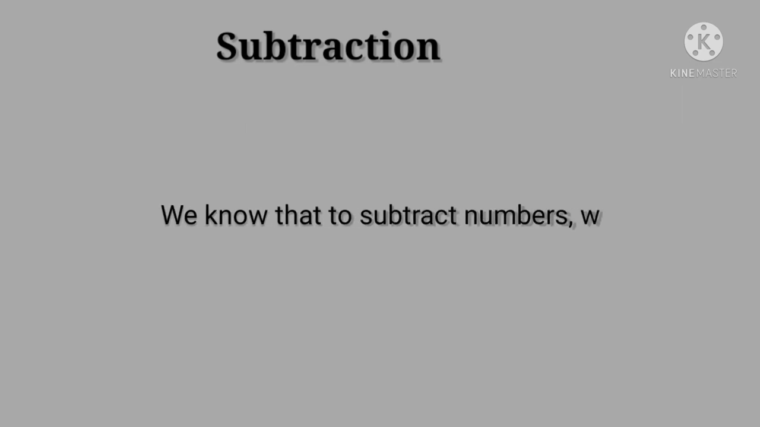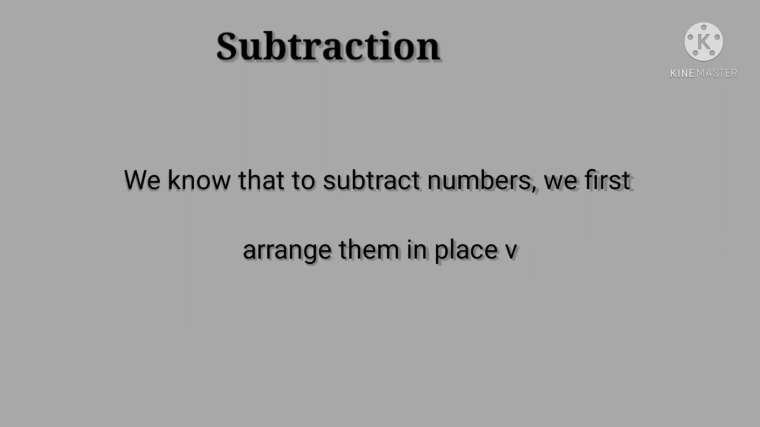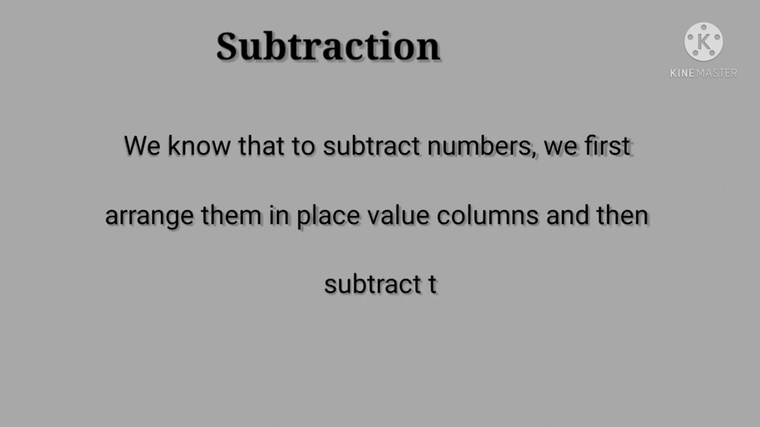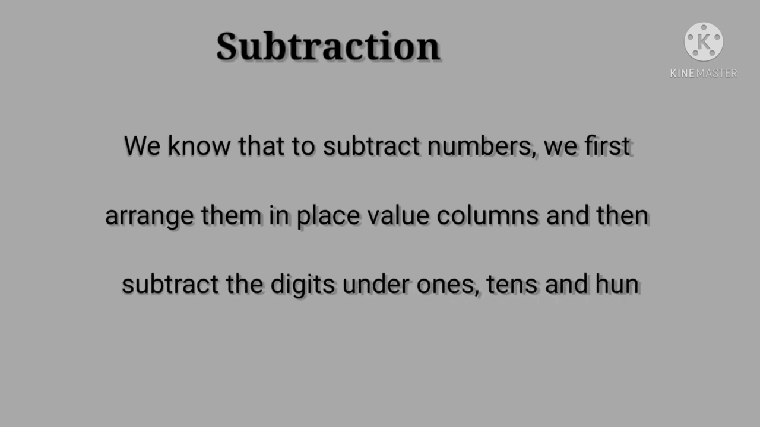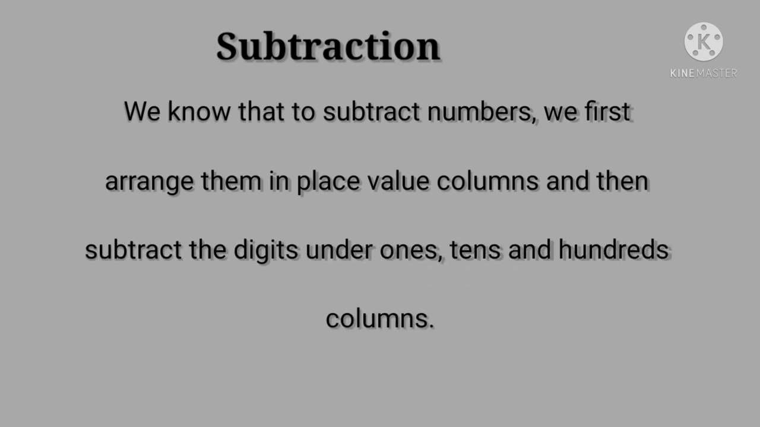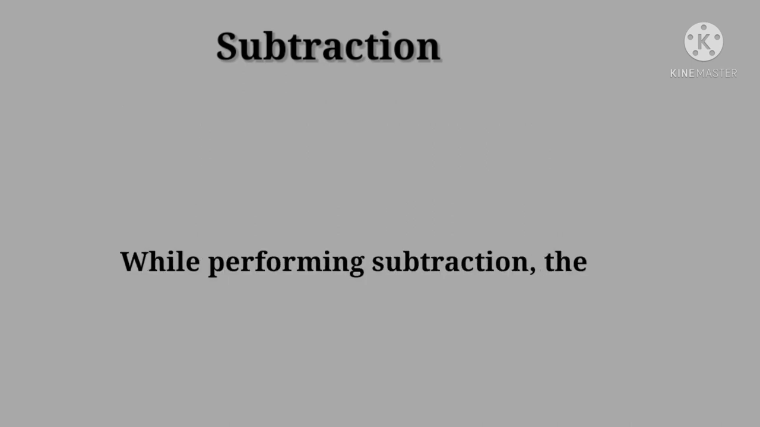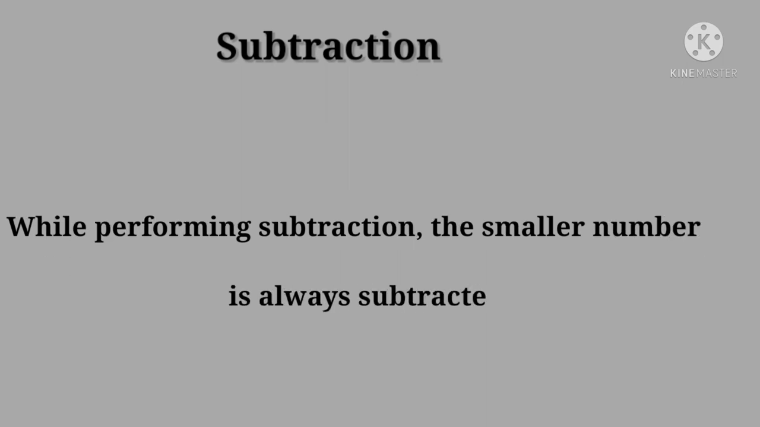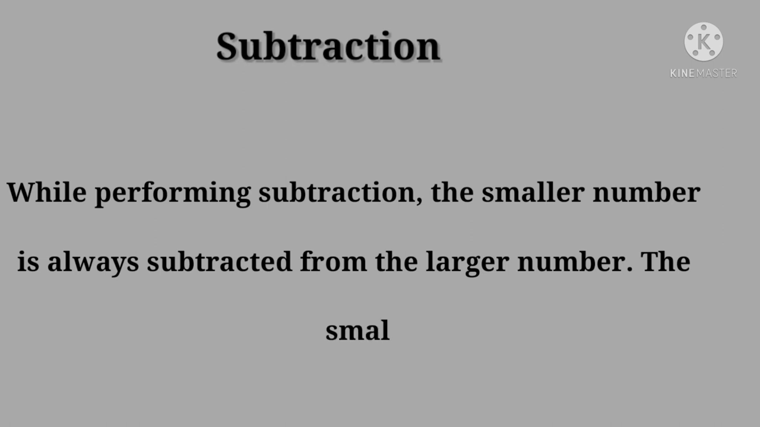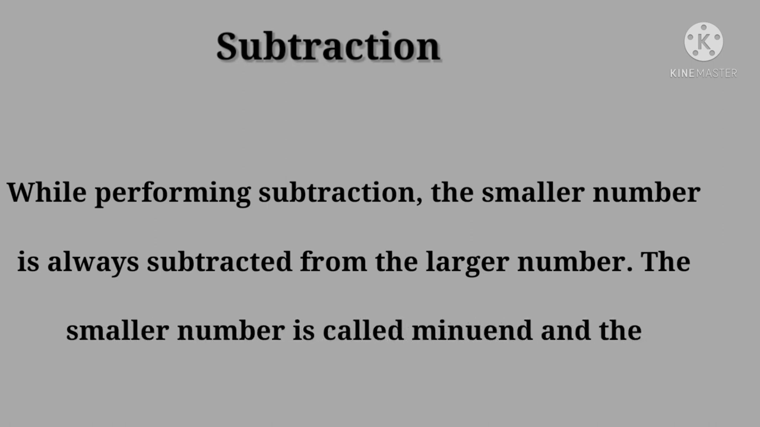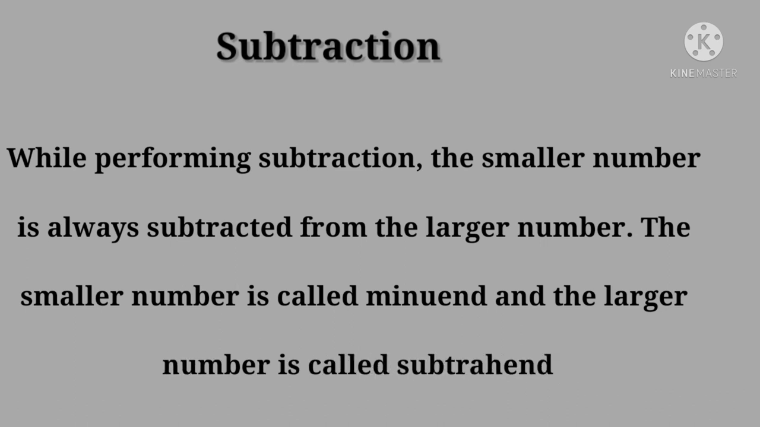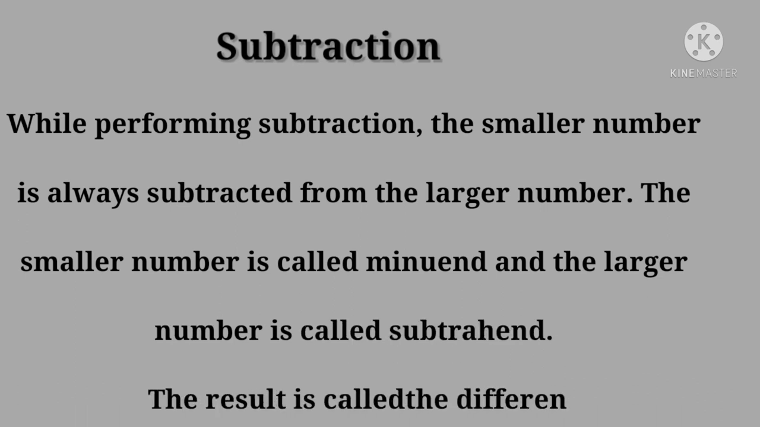In this subtraction, we already know that to subtract numbers, we first arrange them in place value columns and then subtract the digits under ones, tens and hundreds columns and so on. While performing subtraction, the smaller number is always subtracted from the larger number. The larger number is called minuend and the smaller number is called subtrahend, and the result is called difference.